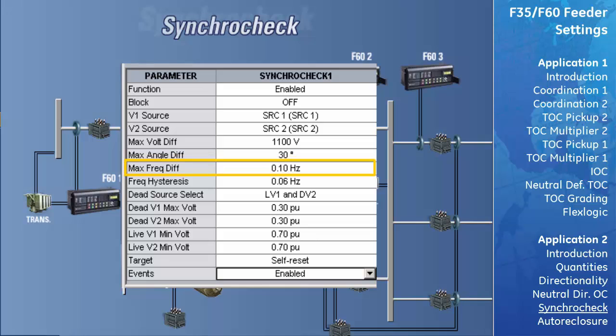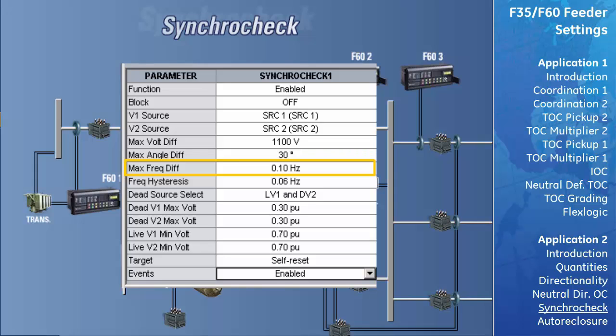The Synchrocheck 1 maximum frequency difference setting selects the maximum frequency difference in hertz between the two sources. A frequency difference between the two input voltage systems below this value is within the permissible limit for synchronism. We will set this to 0.1 hertz.